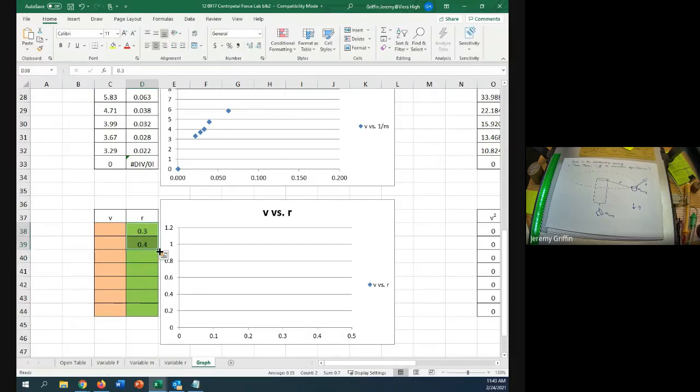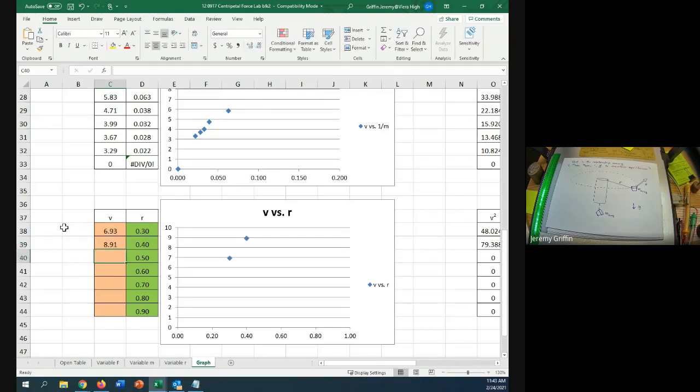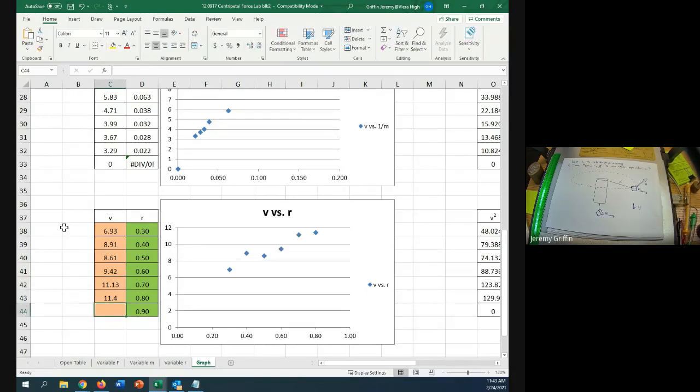So let me go ahead and go all the way down. And then the speeds we calculated, we got 6.93, 8.91. These would be in meters per second. We got 8.61, 9.42, 11.13, 11.40, and 10.98.